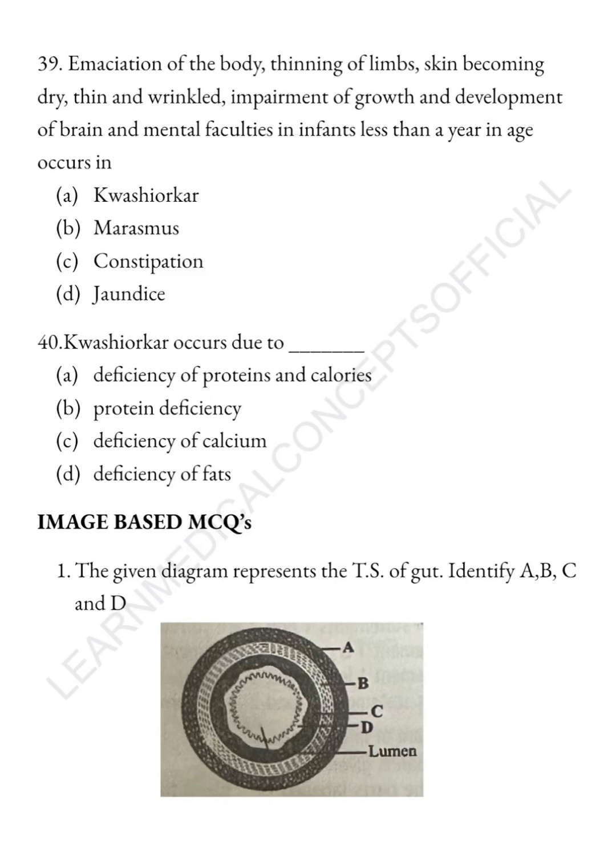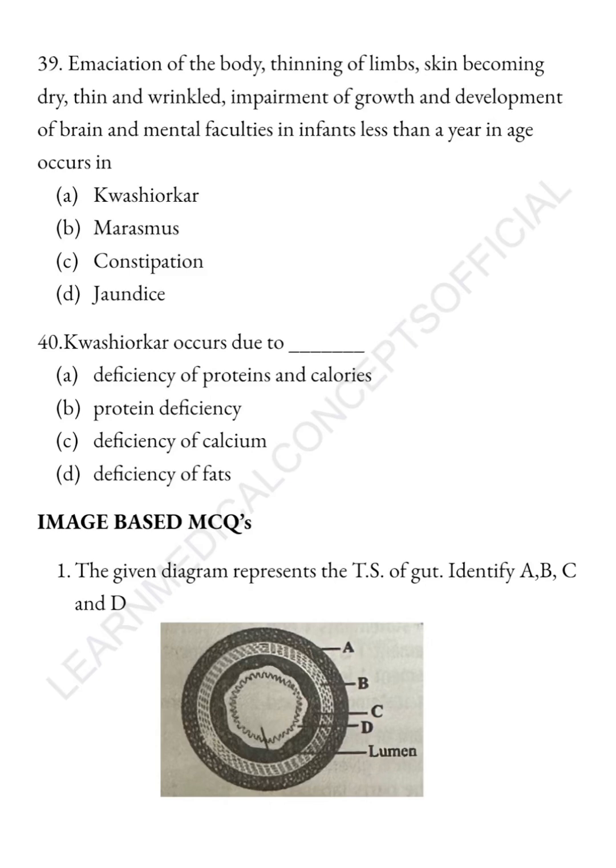Coming to the 39th question, emaciation of the body, thinning of limbs, skin becoming dry, thin and wrinkled, impairment of growth and development of brain and mental faculties in infants less than a year in age occurs in option A, kwashiorkor, option B, marasmus, option C, constipation, option D, jaundice. Your time starts now. And the correct option is option B, marasmus.